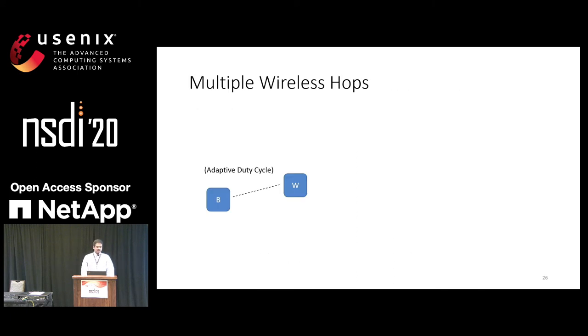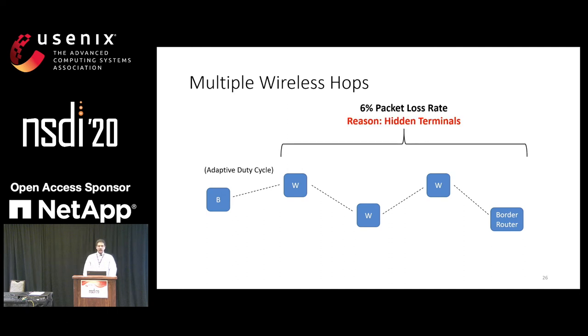Okay, so that handles the duty cycle link in our network between a battery-powered node and a wall-powered node. But an OpenThread network overall actually consists of other nodes as well that are wall-powered. And over these multiple wireless hops, we observe a high packet loss rate due to hidden terminals. Now, some background here is that over Wi-Fi, it's common to use an RTS-CTS protocol in order to mitigate hidden terminals. But in the context of LoWPANs, you typically don't use such protocols because a small MTU would make its overhead prohibitive.